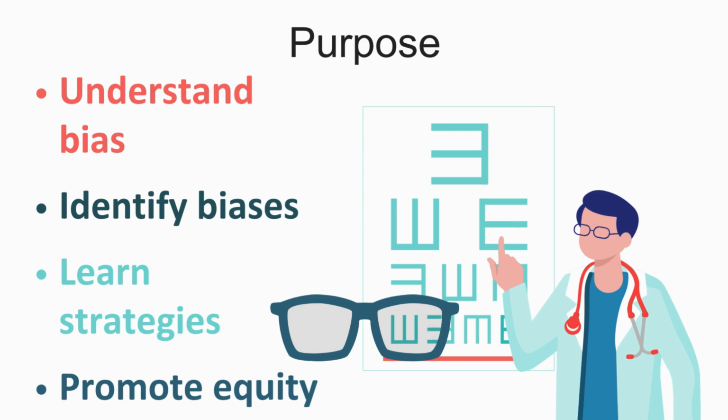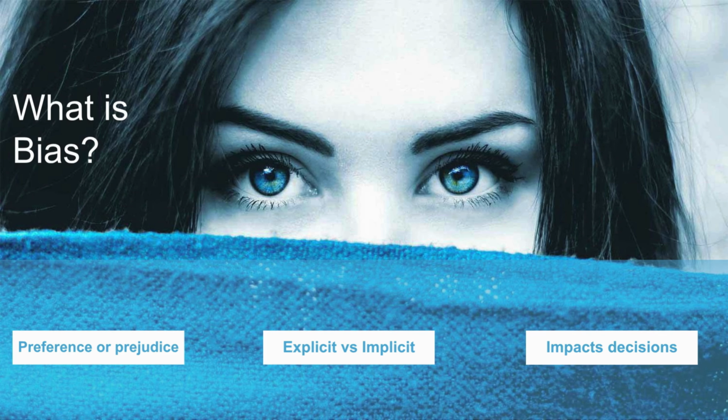We may not have all the technical jargon in regards to the psychological standpoint, but we're going to look at it through the lens of the classroom environment. So what is bias? It's a preference or prejudice, explicit or implicit, and it impacts decisions. Like I said in the intro, it's natural to have them. The problem occurs when they go unchecked, they go unrecognized, and subsequently they negatively impact other people.